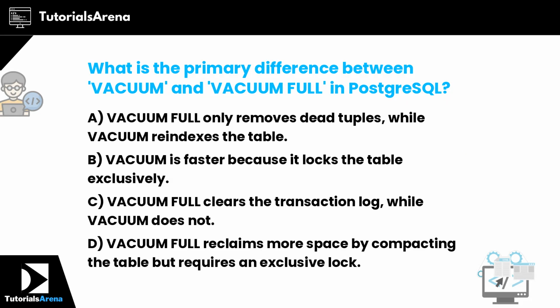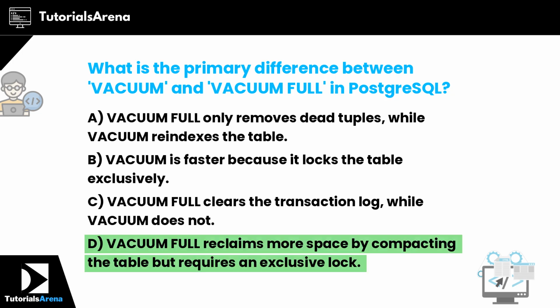What is the primary difference between vacuum and vacuum full in PostgreSQL? The correct answer is option D. Vacuum full reclaims more space by compacting the table but requires an exclusive lock.